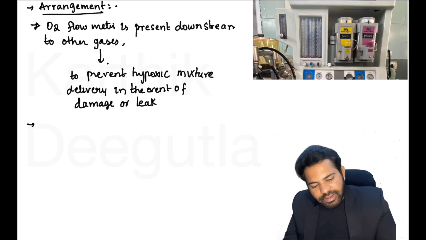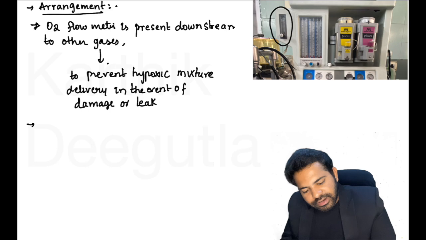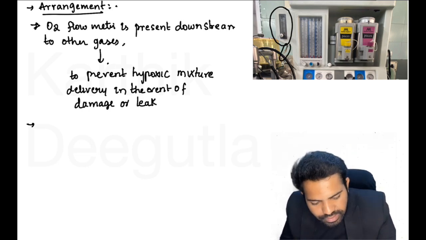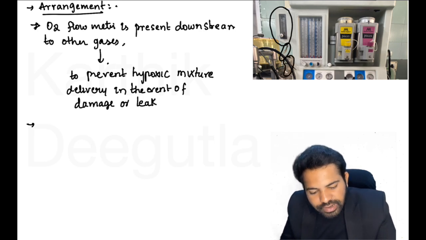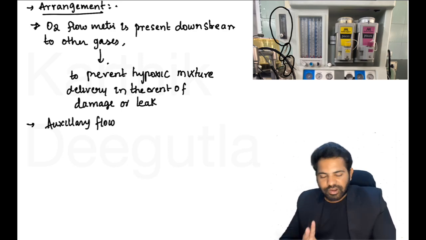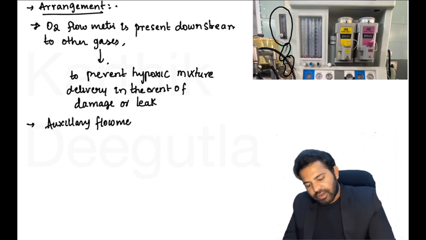And then we have something called the auxiliary flow meter. You can see it in this picture. We connect a Hudson mask to this auxiliary flow meter. Here you can see the connection of a Hudson mask to an auxiliary flow meter. This is just an additional flow meter. The machine need not be on for delivering this flow. Auxiliary flow meter is a self-contained flow meter.